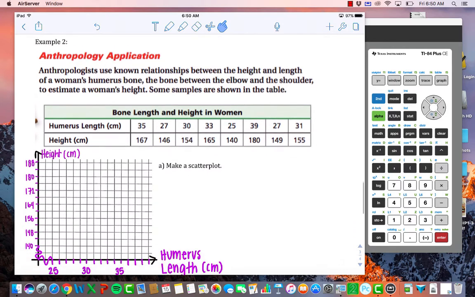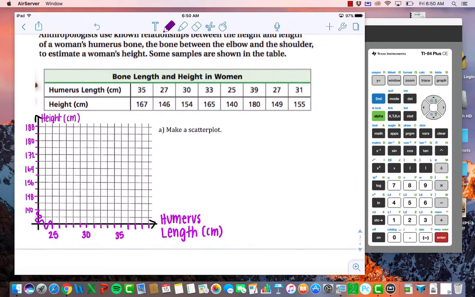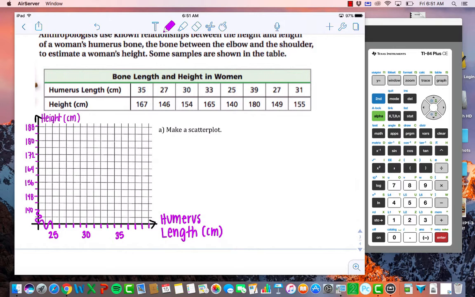So as you notice, again, I already set up my axes. I noticed that the lowest was 25 for humerus length and the highest was 39. So I happened to be able to count by ones and fit that. I noticed that the lowest height was 140 and the highest height was 180. So I was able to spread that out. I think I counted by 4s. So now I'm going to take a second to plot that data. Again, this is the annoying part of the video because I'm just going to read off points and plot them. If this is annoying to you, you can pause it, plot it yourself, and then fast forward through this.